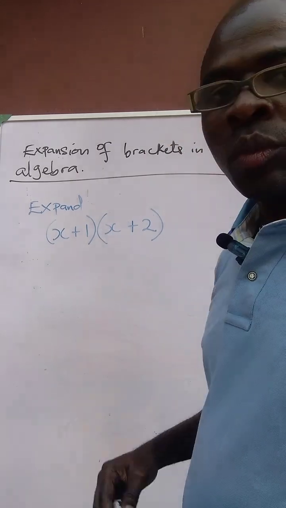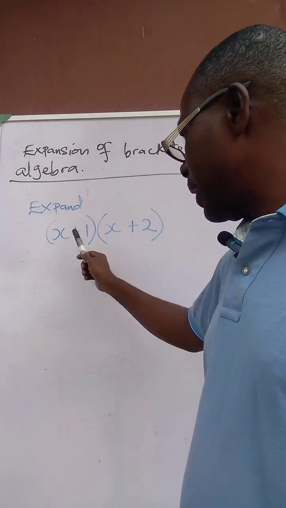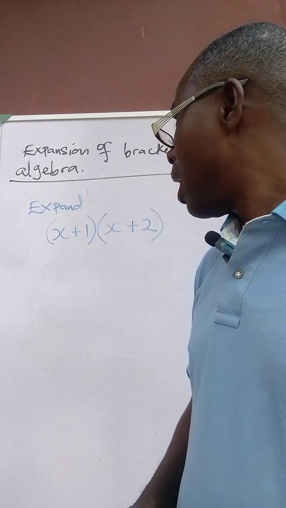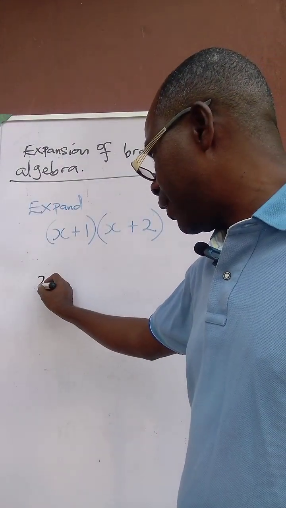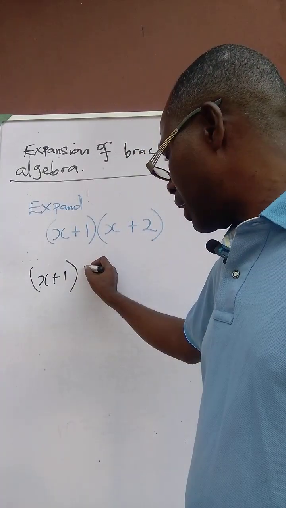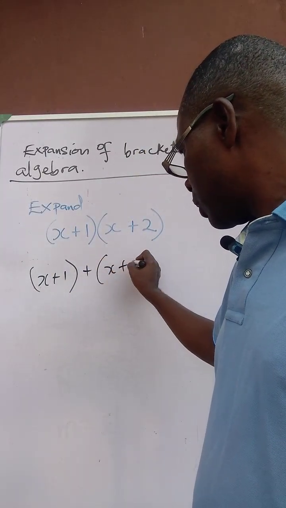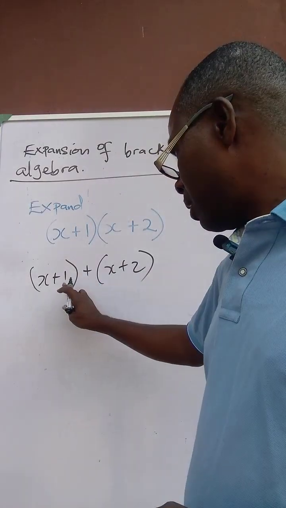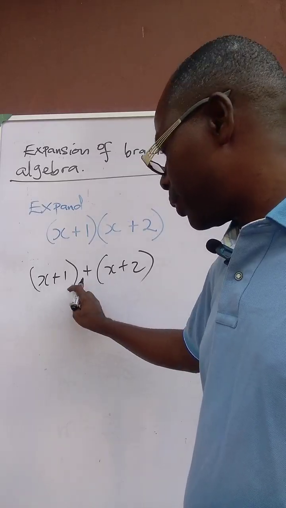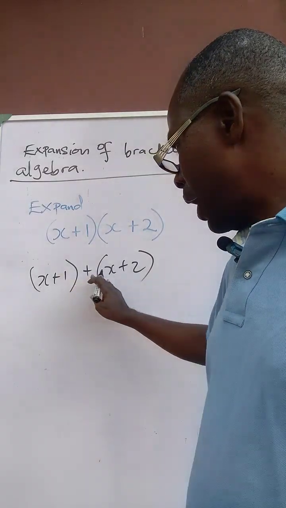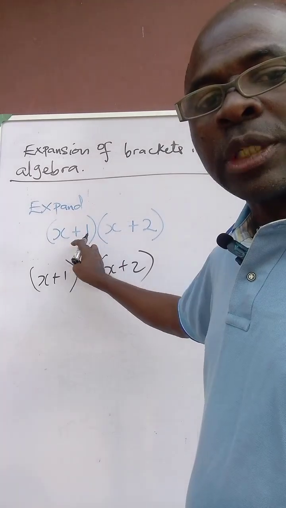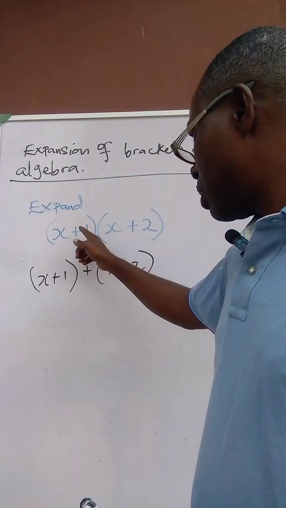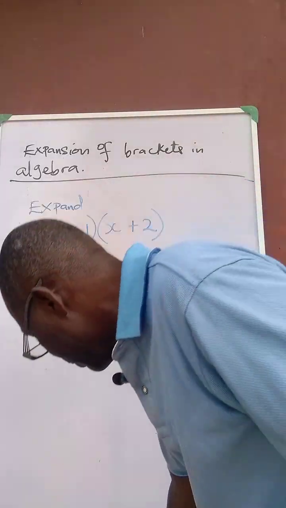arranged in this way, whenever you see two brackets like this, it means they are multiplying each other. However, if you see brackets like this, let's put plus here, they are not multiplying each other. They are adding up. So the way you expand this is different from the way you expand this when the brackets are multiplying each other. Now, let us expand this bracket today.